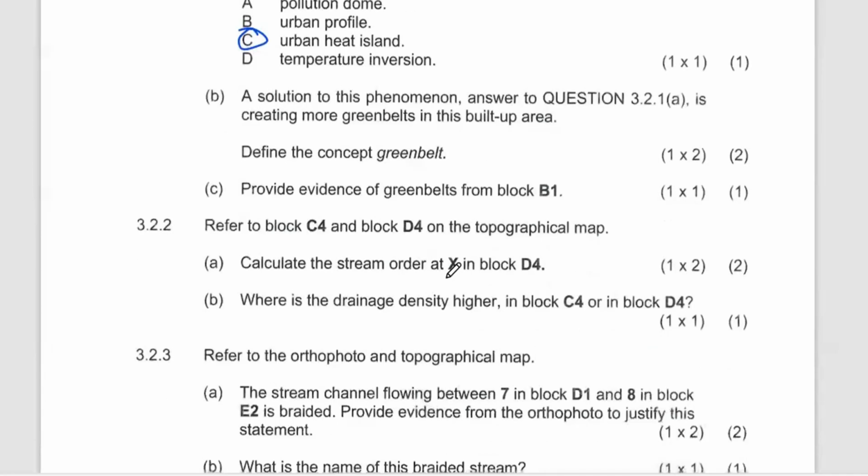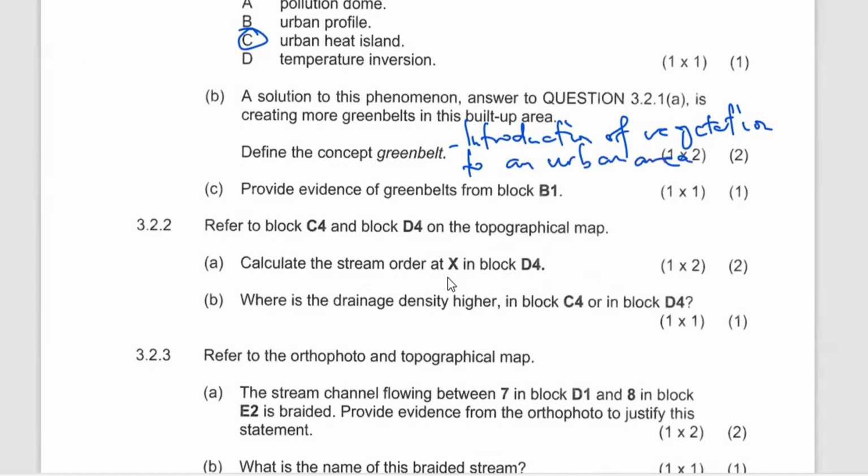Define the concept green belt. What do we call the green belt? We are looking at the introduction of vegetation or vegetative cover to an urban area.